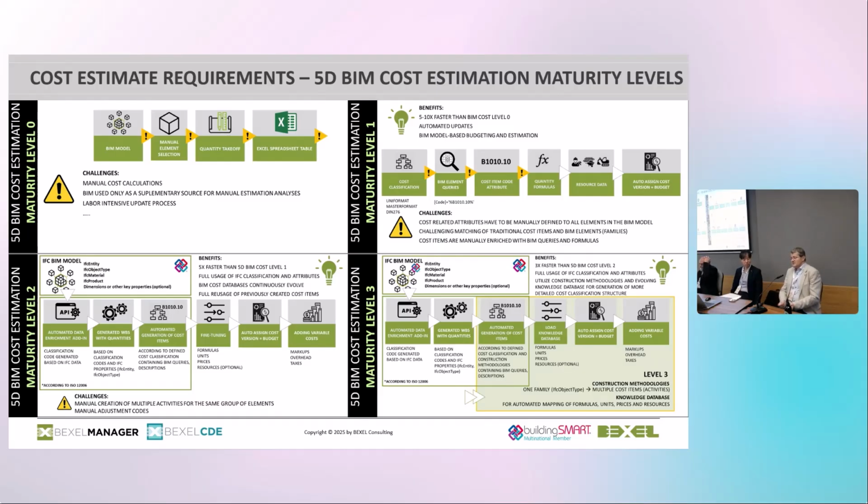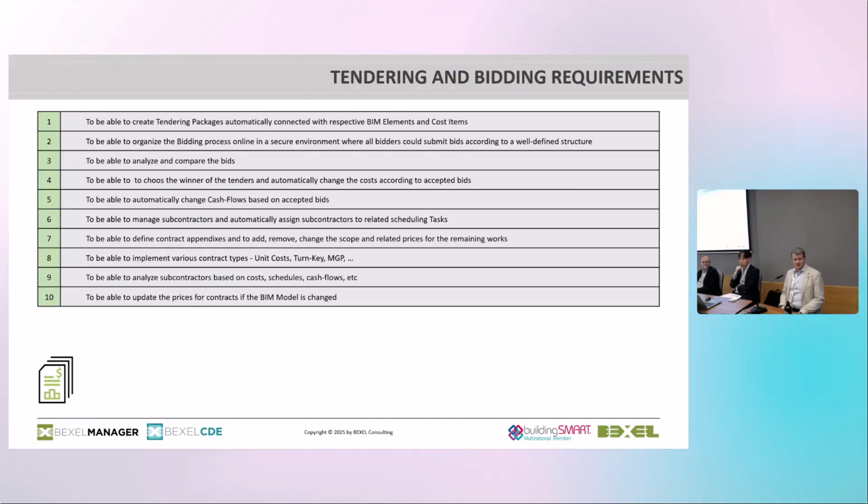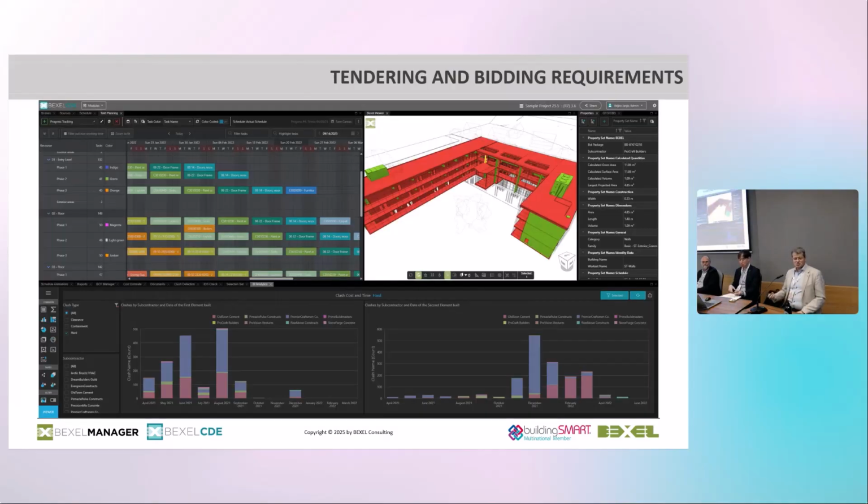What is the benefit? Automation. Whenever you change something in the design, the bill of quantities automatically changes, and then we can cope with the changes. Otherwise, not at all. Tendering and bidding requirements: again, of course, but let me just show you two interesting showcases when you combine two or three data domains. So this is a building. This is tendering packages and subcontractors.